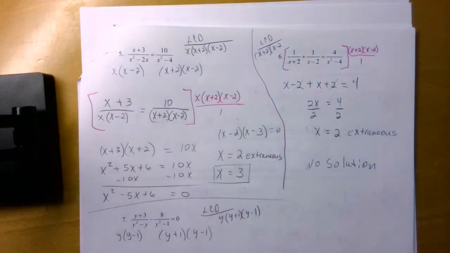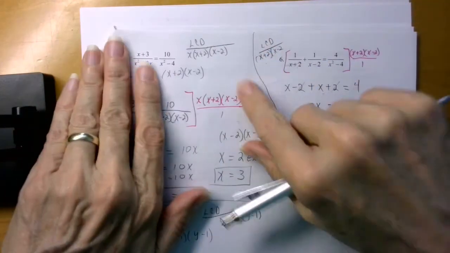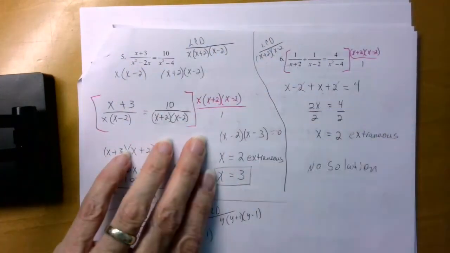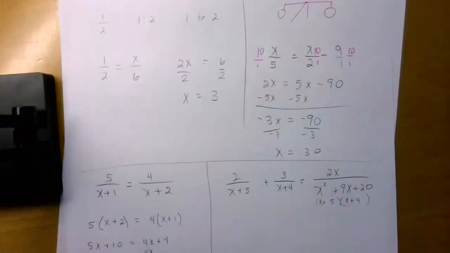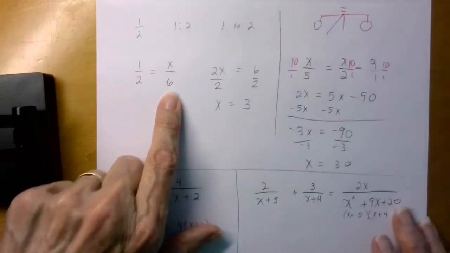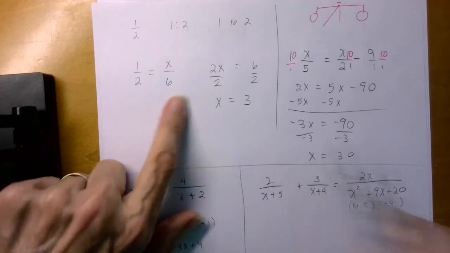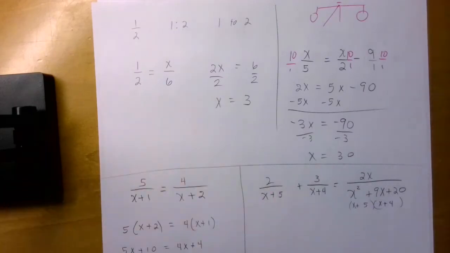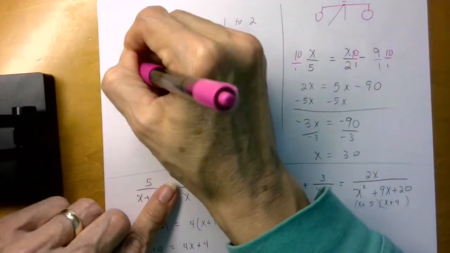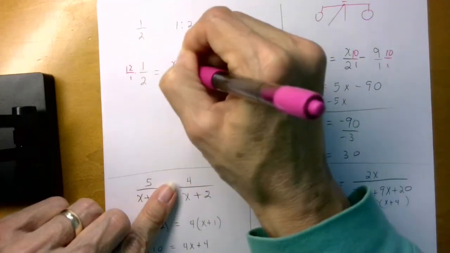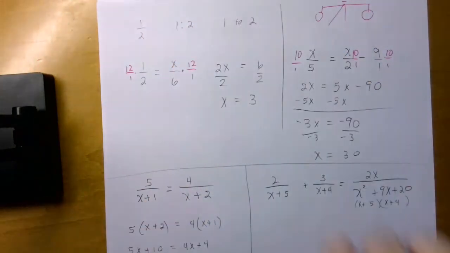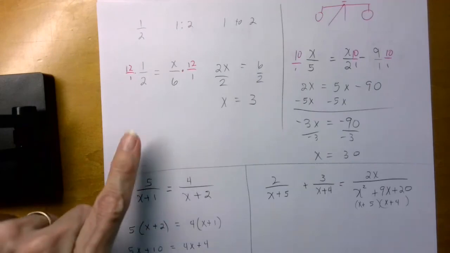So I see a lot of books teach it this way for everything, even simple problems, even something like this. I would see a book teach this using this LCD. Okay, what's the LCD for 2 and 6? Oh, it's 12. And so you would multiply this side times 12 over 1, and you would multiply this side times 12 over 1. And so 12 over 2 is 6. And this would be 2x.